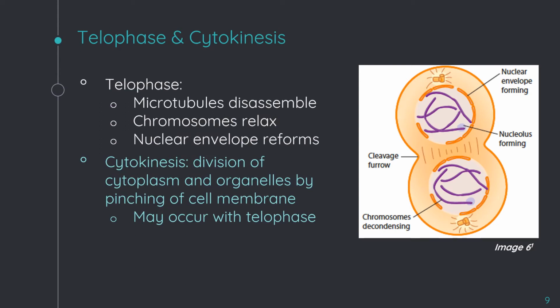In telophase, the microtubules disassemble and the chromosomes will relax and stop moving. The nuclear envelope reforms. Cytokinesis may occur at the same time as telophase. This is the division of cytoplasm and organelles by the cell membrane pinching inwards. This phase is shown here. At the end of mitosis, there are two genetically identical daughter cells that are diploid and each have the same number of chromosomes as the parent cell.